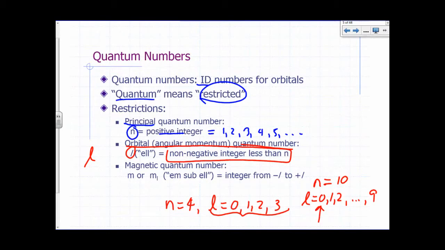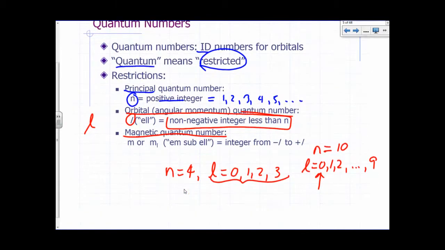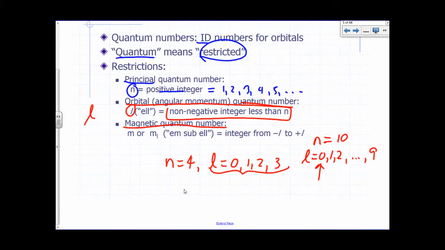Okay. Now, there's a third quantum number called the magnetic quantum number, and that is something that gives us information about magnetic properties of an electron. Okay, and it's represented by the letter m, or m sub l. So that's m with a subscript l. And the restriction on this number is that it has to be an integer anywhere from -l to +l.